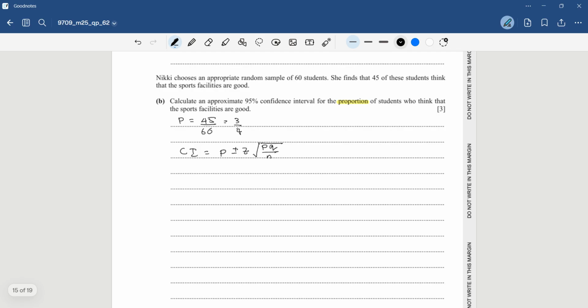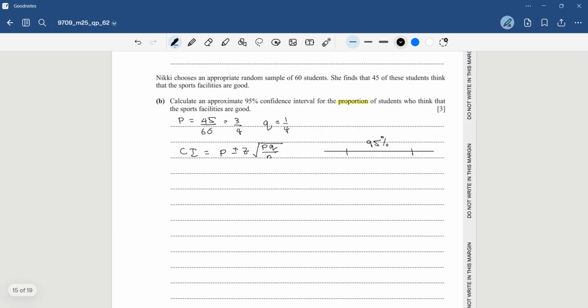So here my P is equal to 3 over 4 and Q will be 1 over 4. And for the Z score, they said 95% confidence interval. So I just draw a straight line here. Since they said 95% confidence interval, it's going to be something like this. So this region is the 95%.